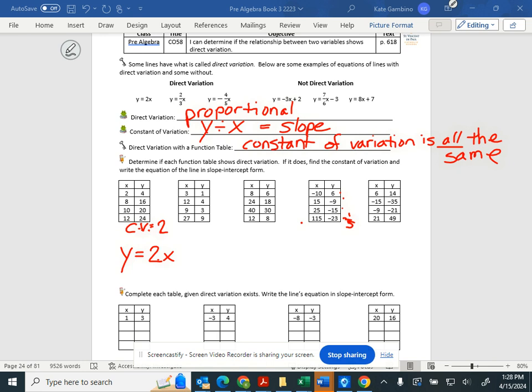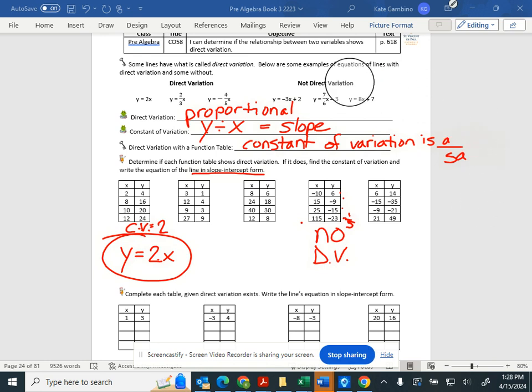We know what to do with direct variation, not direct variation. You will have some where no, it's not a direct variation, and you would just write no direct variation. If our constant of variation is the same for all of them, you must write it in slope-intercept form, if the directions say it, which I'm pretty sure it does on the test. Okay. Can we just do N? No, you're going to write no, because it's a yes or no question.